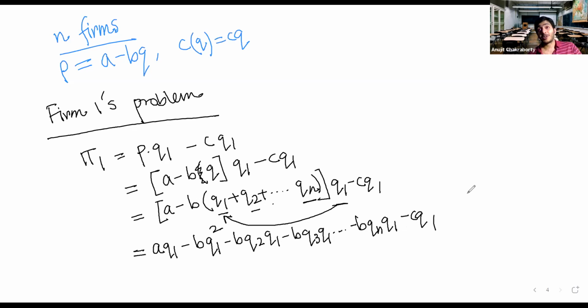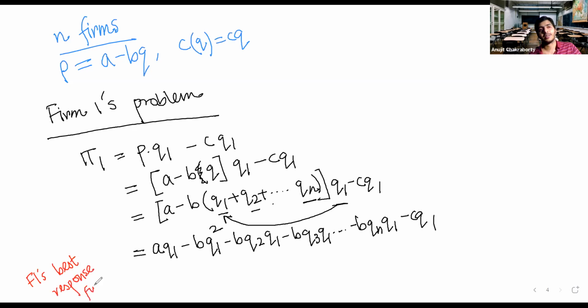Now, what is firm one trying to do? Firm one, like every other firm in this market, is trying to maximize its profit. So the question really is, what is firm one's best response function? That is what we should be after. What is firm one's best response function?